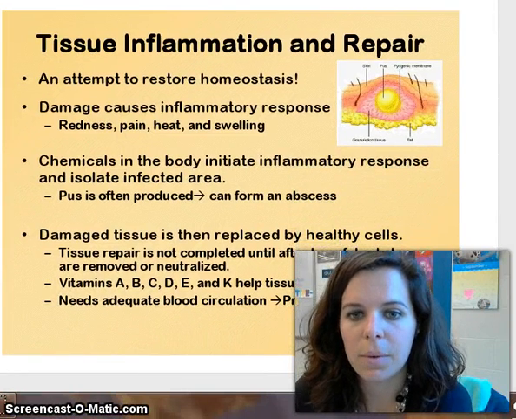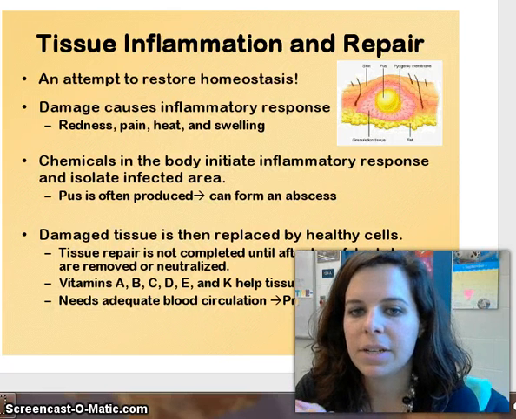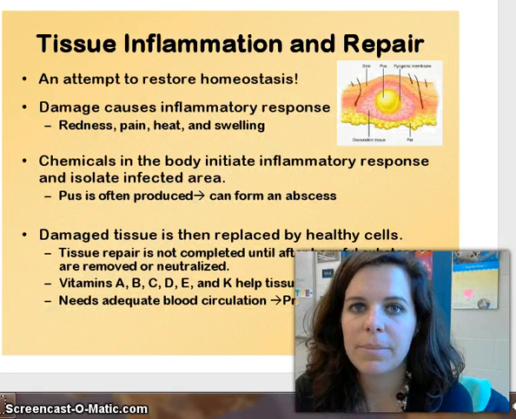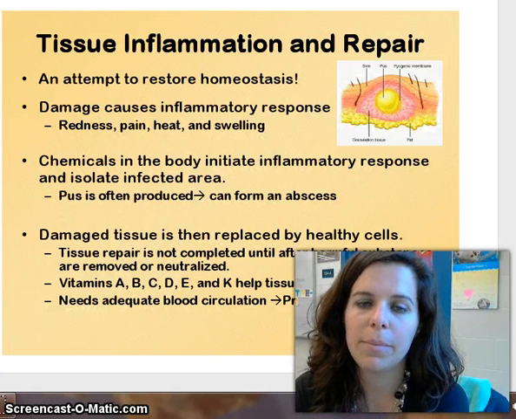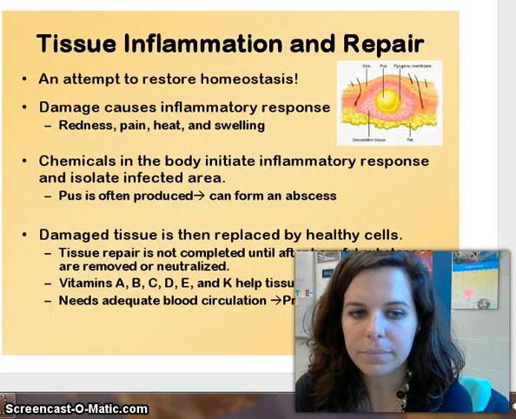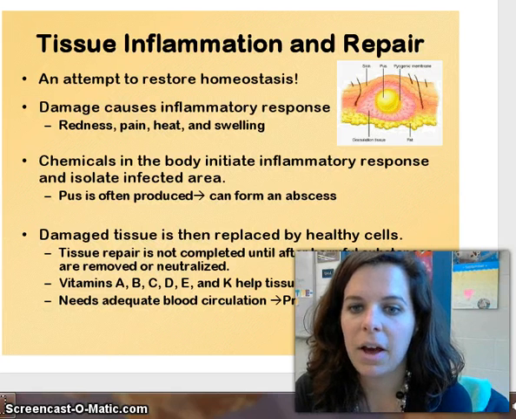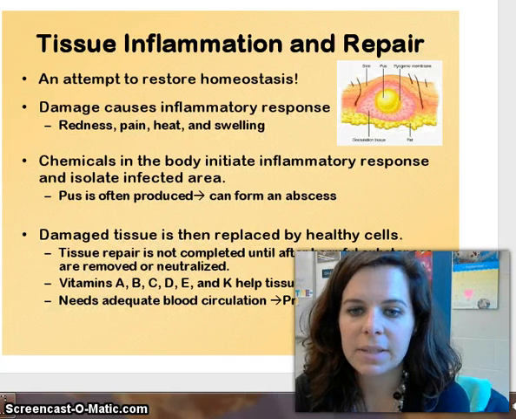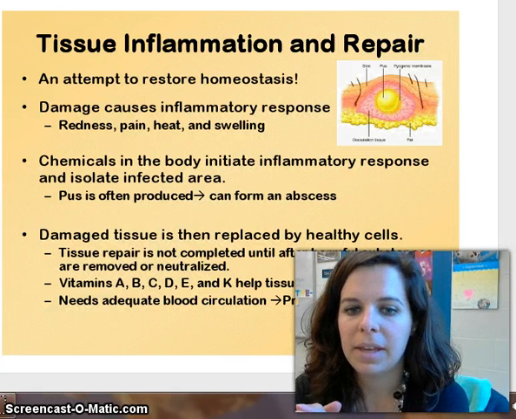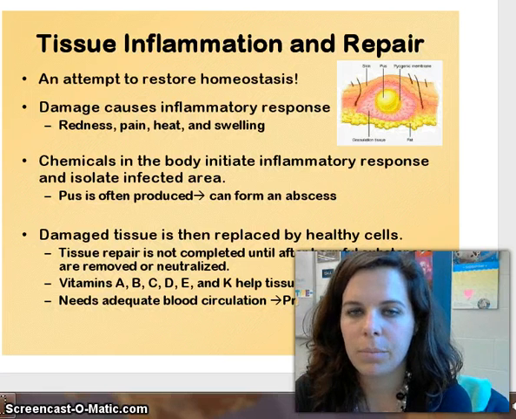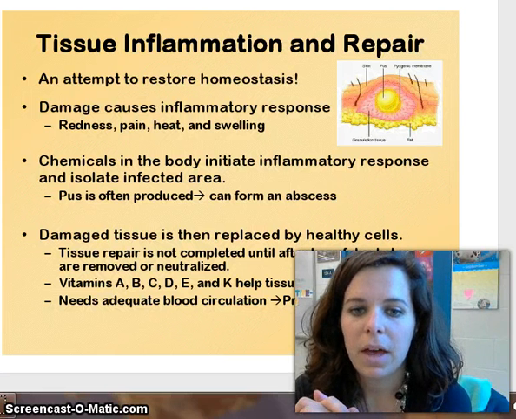So when your tissue becomes inflamed and needs to be repaired, it's really an attempt to restore homeostasis. So remember, homeostasis is really going to unify all of our units together. So the damage to your body causes some sort of inflammatory response. So it could be redness, pain, heat, swelling. Think of like having a rash or a burn or something like that.